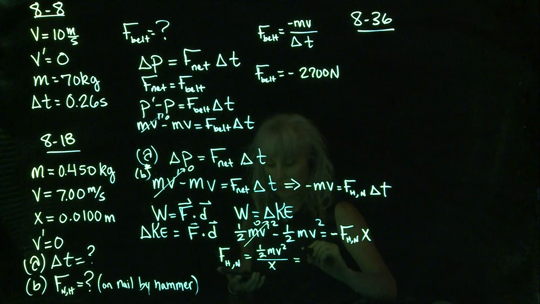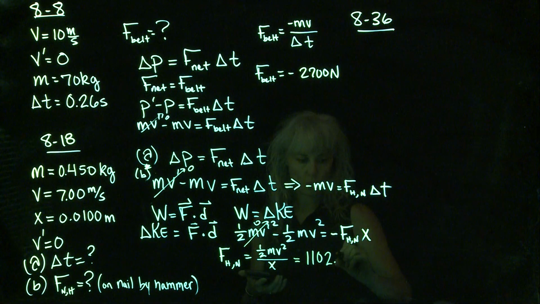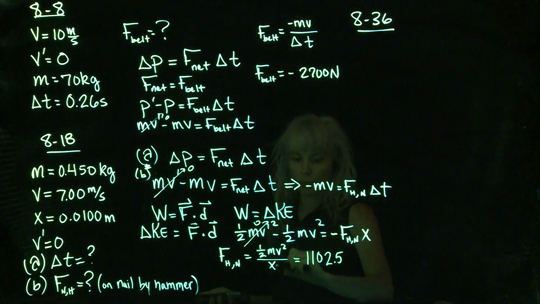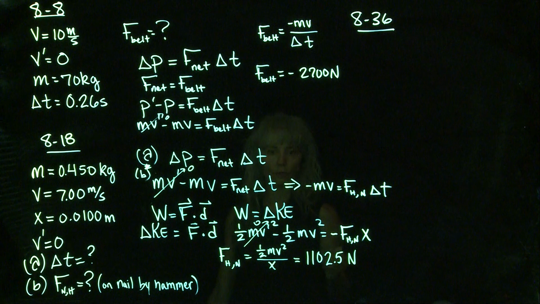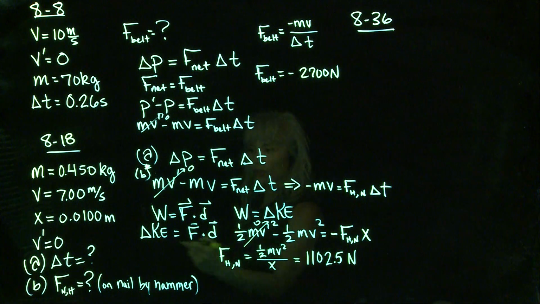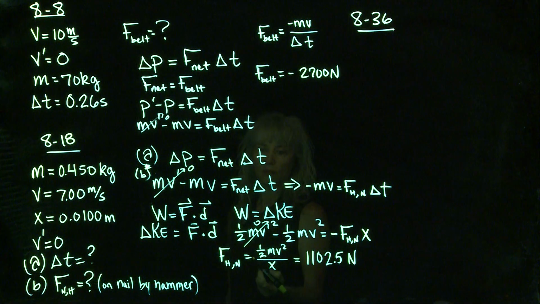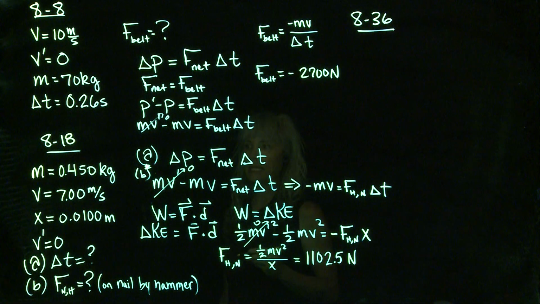And this value is 1102.5. And the units are going to be joules per meter, or newtons, which are the units that we want for force. And so this answers part B. And notice that I actually have it written here on the nail by the hammer. That's specifically what we asked for, but that magnitude's the same as on the hammer by the nail. They're in Newton's third law pair. So this is the answer.